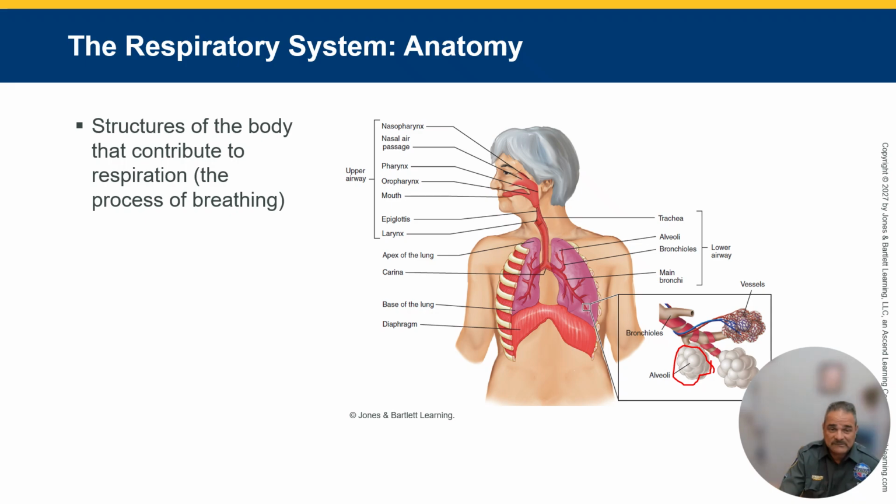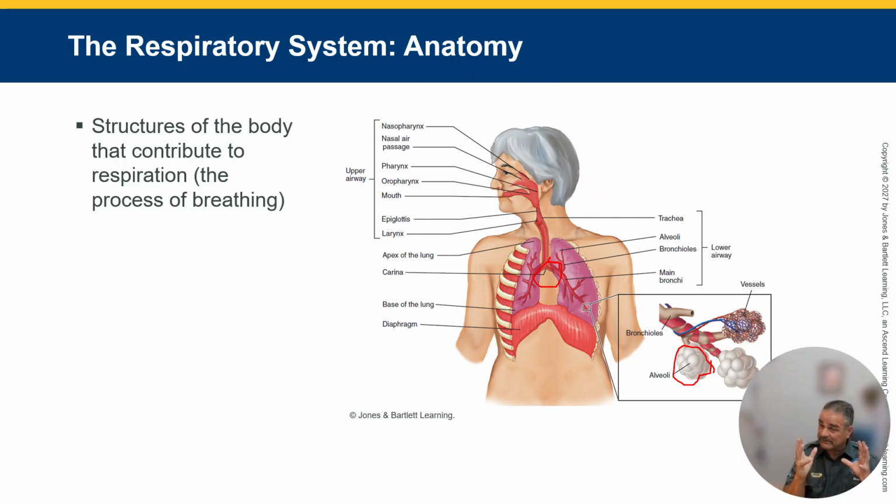But this is your basics: your diaphragm, the bases of the lungs, the carina is the midpoint or the divisional point of the left and right bronchi. The apex of the lungs, you have the upper apices, okay, the tips. The alveoli themselves, the bronchioles, all of this is the lower airway: trachea, alveoli, bronchioles, and main bronchus. Your upper airways: your nasopharynx, the nasal air passages, your pharynx, your oropharynx, mouth, epiglottis, and larynx.